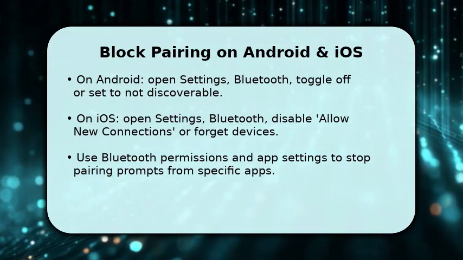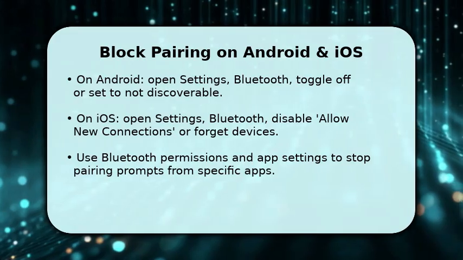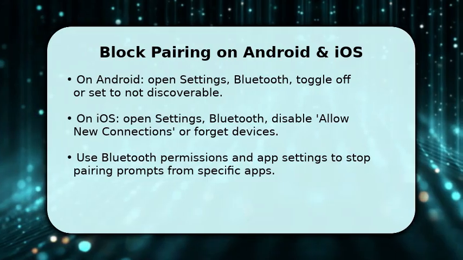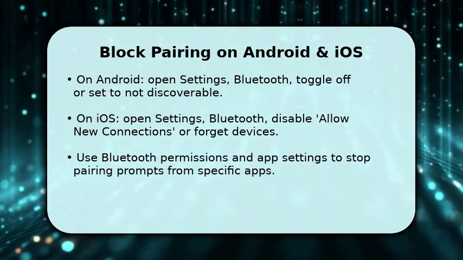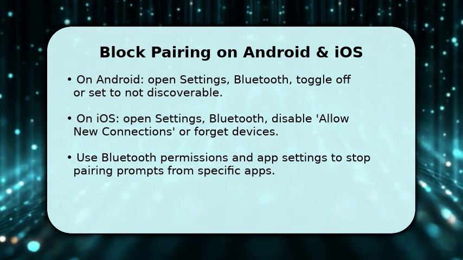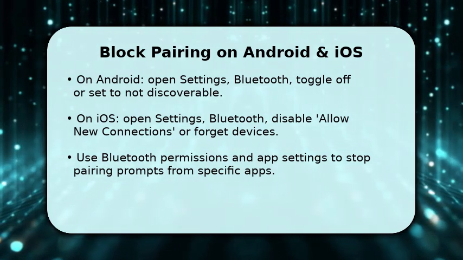On iOS, open Settings, then Bluetooth, and either toggle it off or forget Bluetooth devices one by one. You can also disable Allow New Connections in Device Management where available. Finally, adjust App Permissions to block apps from using Bluetooth.